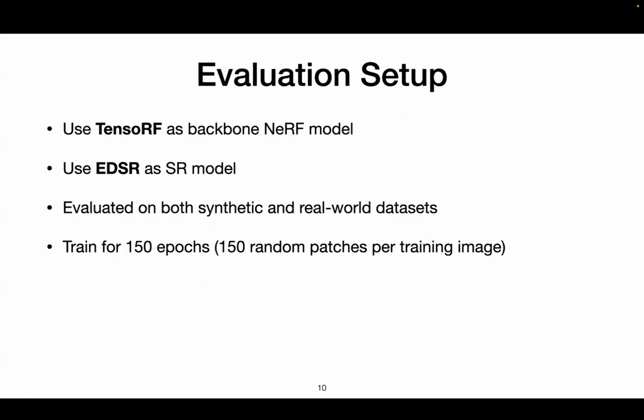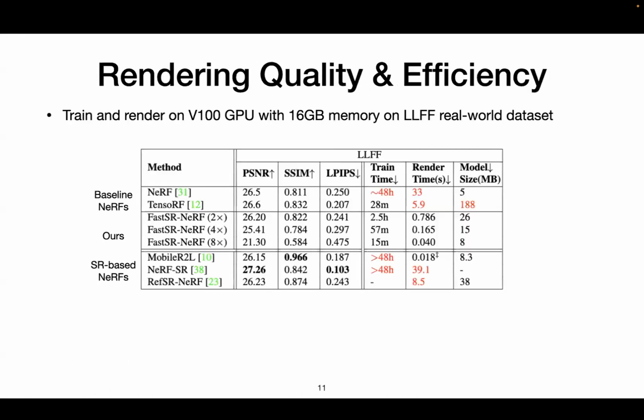Okay, let's talk about the evaluation. First, we choose TensorRF as our backbone NeRF model, and we use EDSR as our SR model. Both of them can be replaced with other NeRF and SR models as our pipeline is model agnostic. With this setup, we train and evaluate on both synthetic and real-world forward-facing datasets. We train our model for 150 epochs, which means 150 random patches per training image. Here, we compare the quality and efficiency when training and rendering on the GPU.